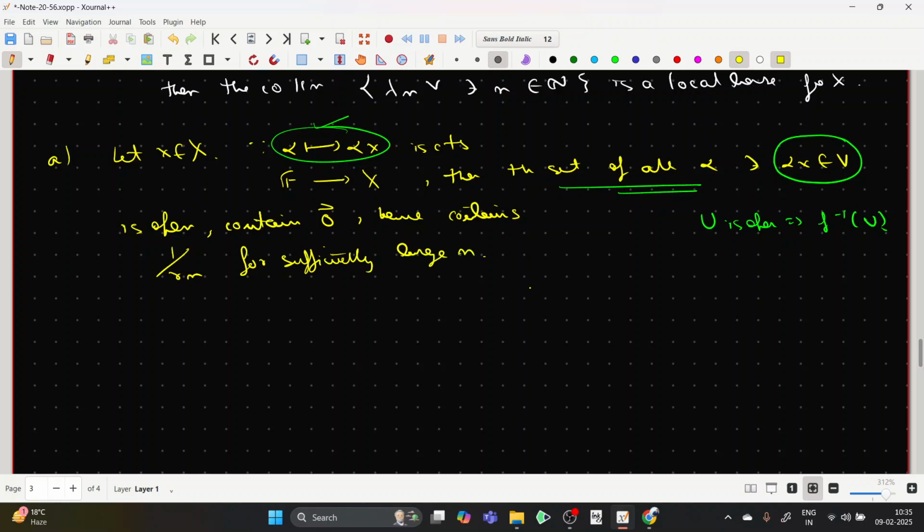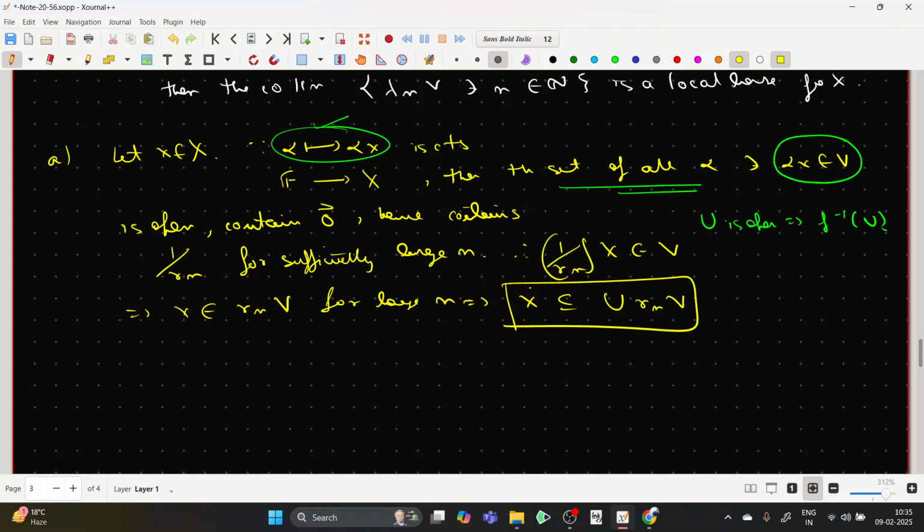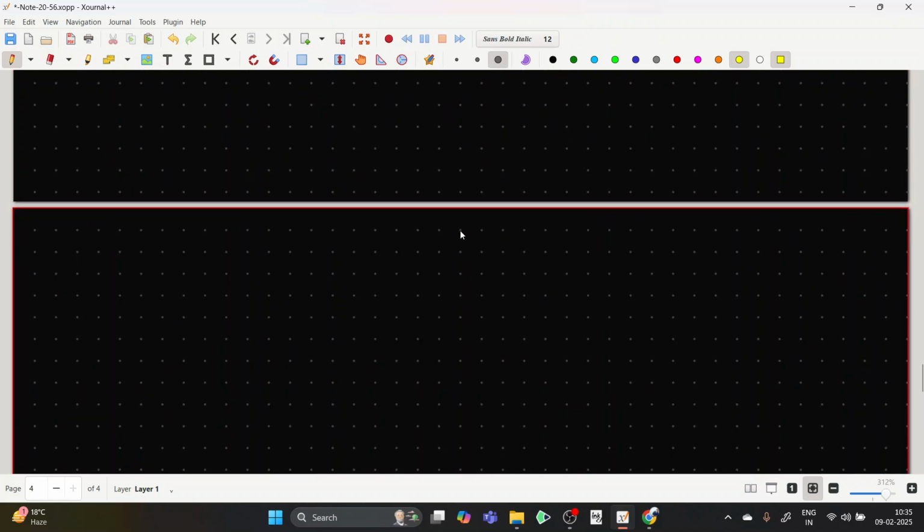right? Therefore, 1 over Rn times x is in V, which implies that x is in the scaled set Rn V for large n, right? So this simply implies that x is contained in this union of Rn V, and from its very definition itself it must be contained here. That's trivial. So we have a both sided inclusion, right? Okay. Let us put the next statement, and the idea as I gave will be exactly the proof of the next statement as well.